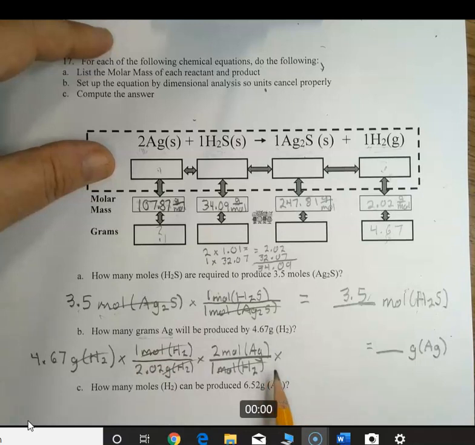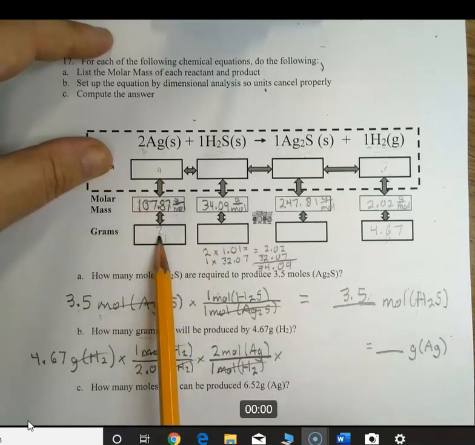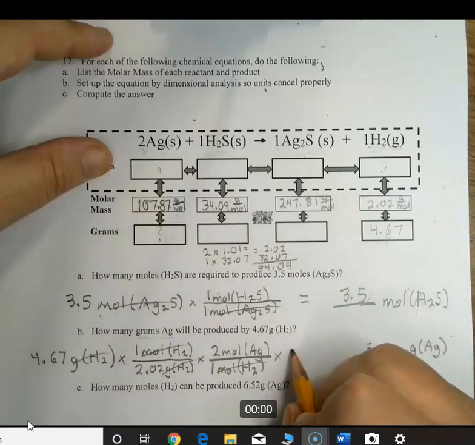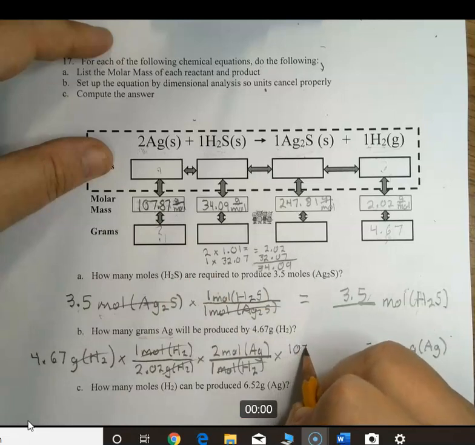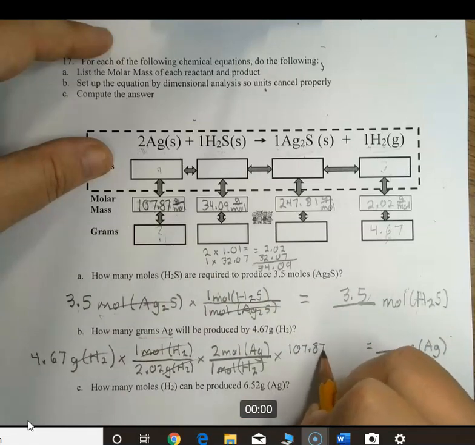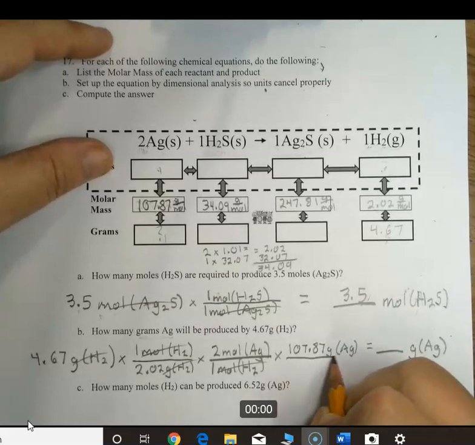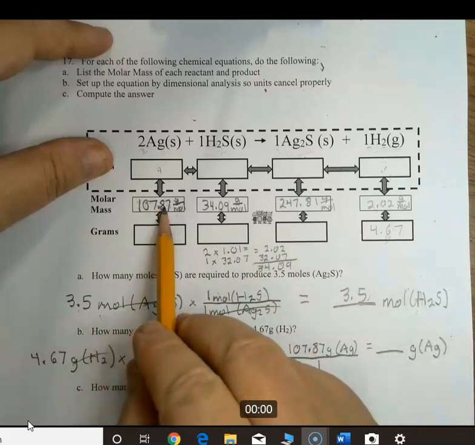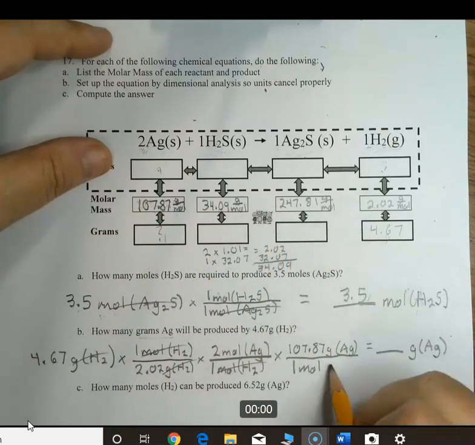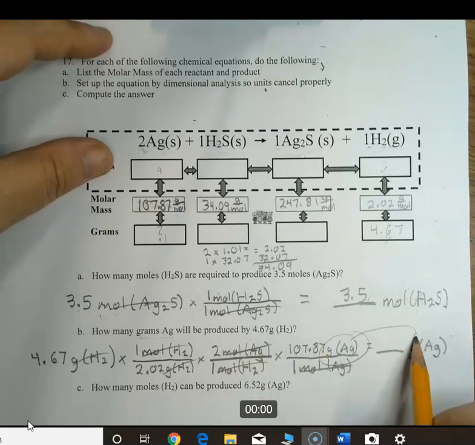And finally, we need to get from moles of silver down to grams of silver. So we need to use the molar mass. So it's 107.87 grams of Ag for every 1 mole. Again, anytime we're doing a molar mass, it's always 1 mole of Ag. And moles of Ag cancels. The last man standing is grams of Ag.